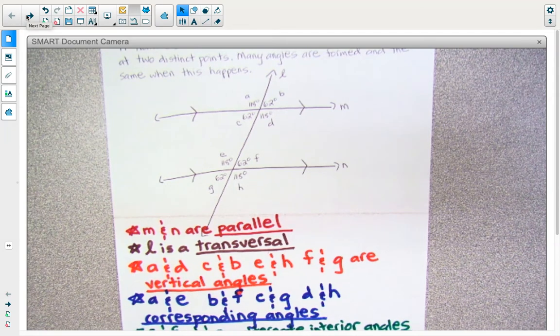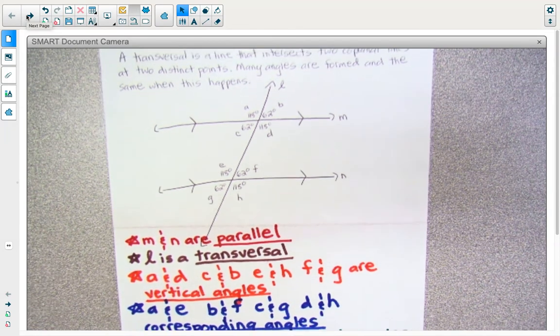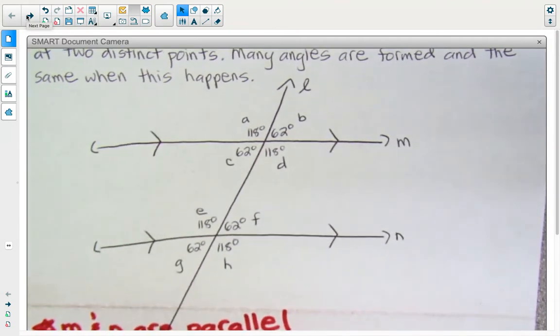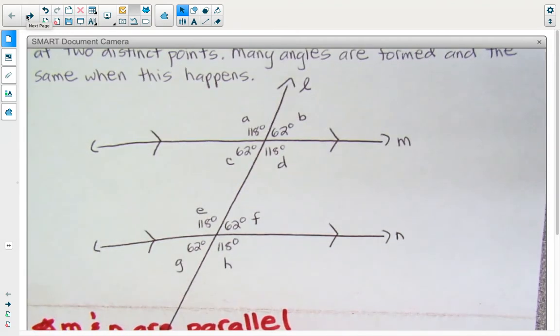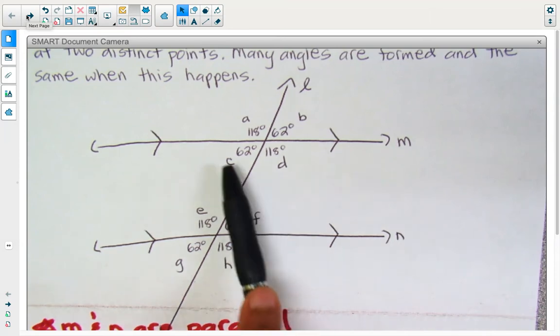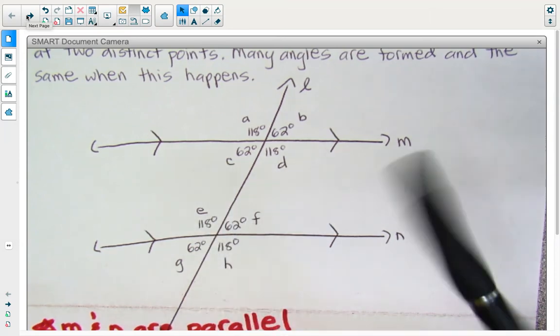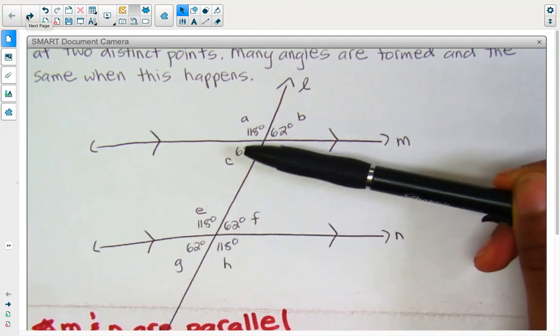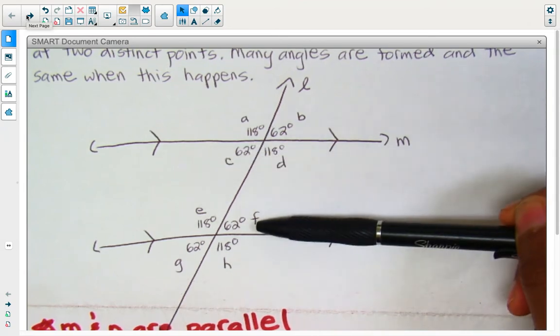Next, we have alternate interior angles. So I am going to zoom in on the picture and just kind of point to some things. I was trying to see the words and the picture at the same time, but it's not going to work out. So alternate interior angles, C and F. These are my inside angles. C and F are alternate interior angles.